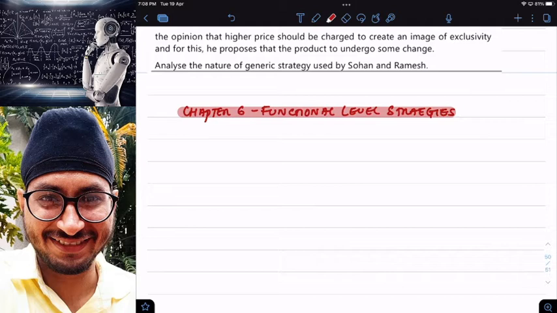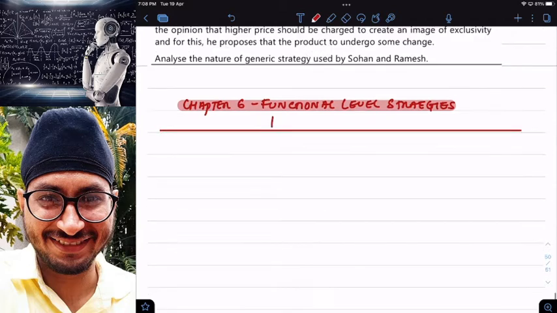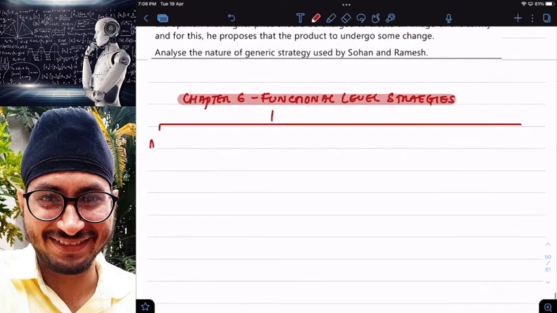As in every chapter, in this chapter also I will give you an overview of what we are going to study, and then we will study this chapter. So here in this chapter we are going to discuss many strategies. The first and the very big strategy we have is marketing strategy.